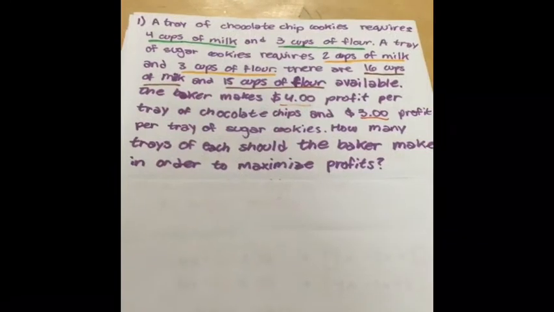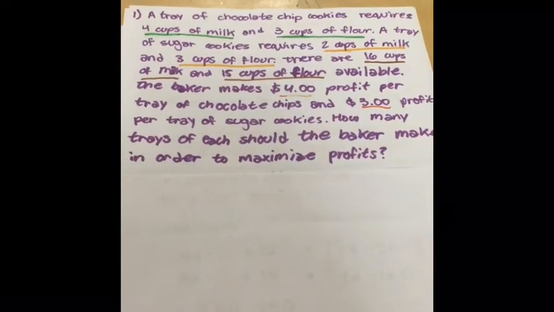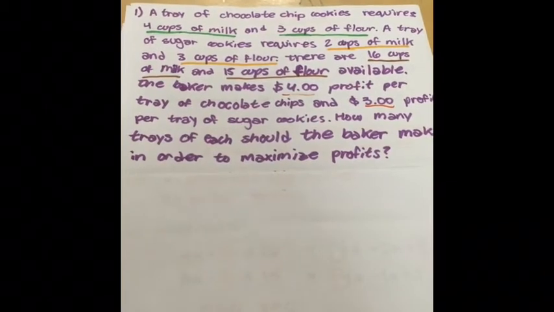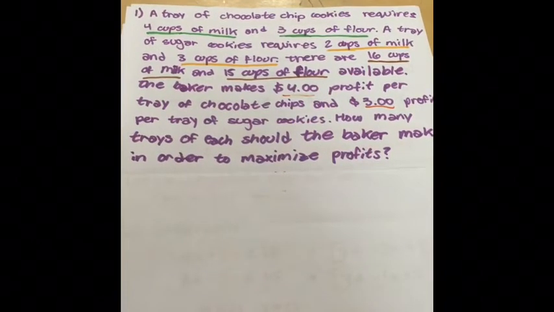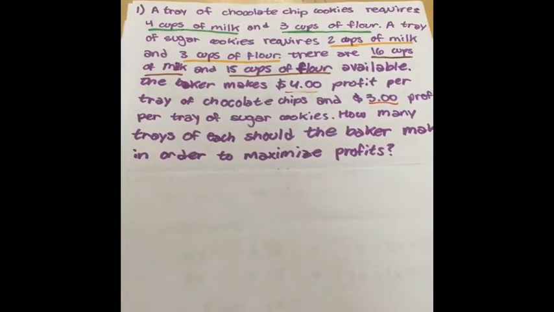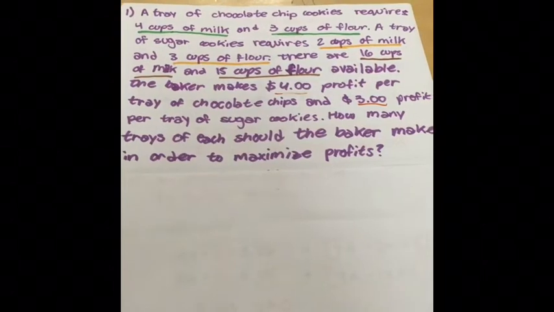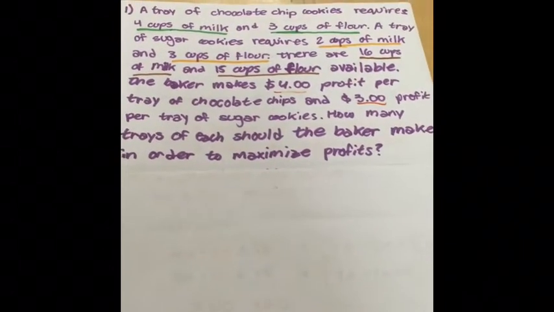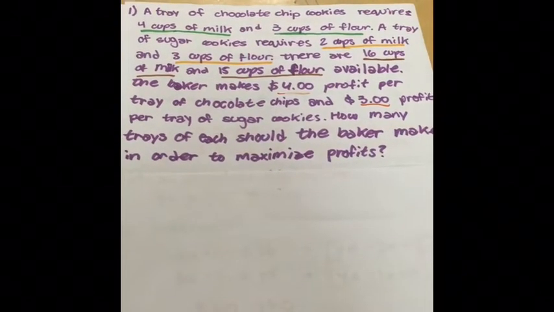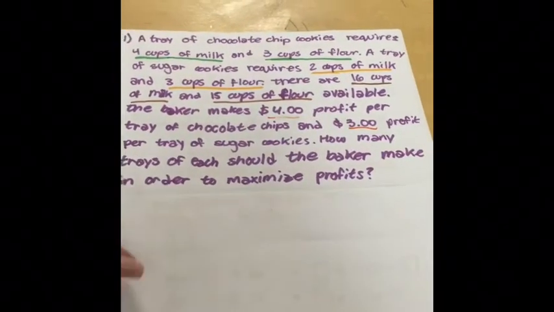Here's your first problem. A tray of chocolate chip cookies requires 4 cups of milk and 3 cups of flour. A tray of sugar cookies requires 2 cups of milk and 3 cups of flour. There are 16 cups of milk and 15 cups of flour available. The baker makes $4 profit per tray of chocolate chip cookies and $3 profit per tray of sugar cookies. How many trays of each should the baker make in order to maximize the profits?